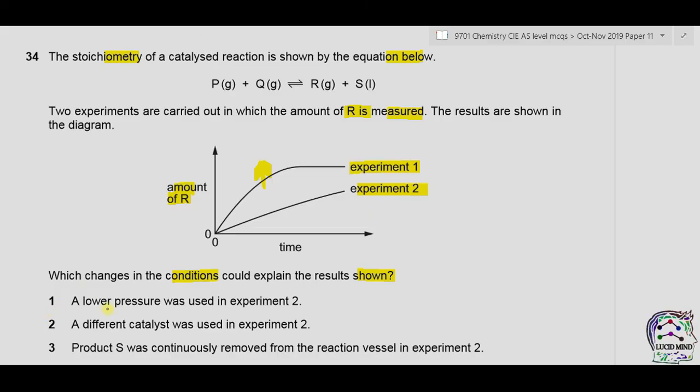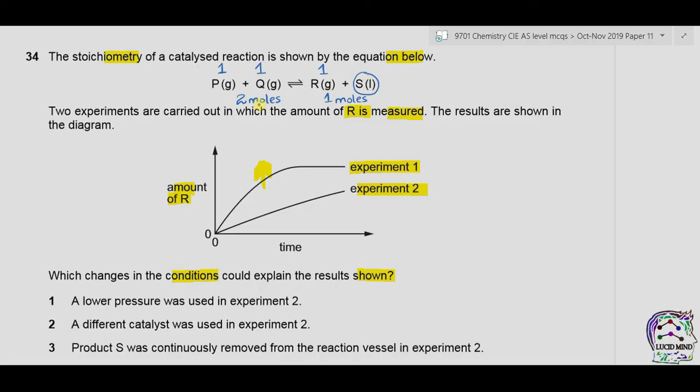1. A lower pressure was used in experiment 2. Let's look into the number of moles of reactants and products. So in reactant we have 1 mole of P and 1 mole of Q. So in total there are 2 moles of reactant that are present as gases. And in product we just have 1 mole of R, while S is in liquid form, so there is no effect of pressure on S. So only 1 mole will be considered in the product.